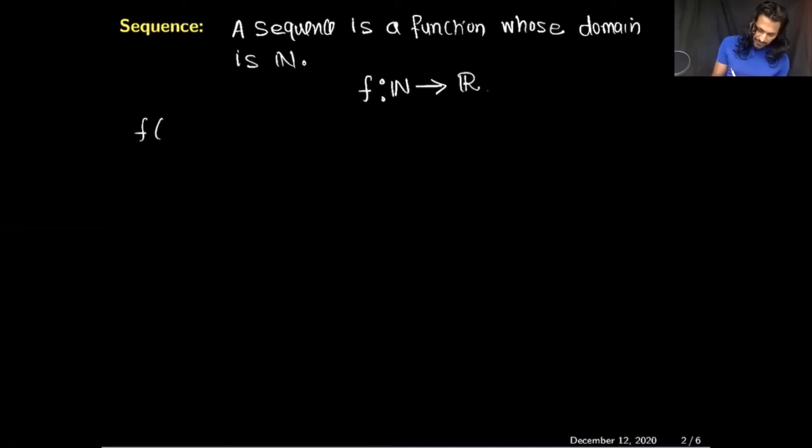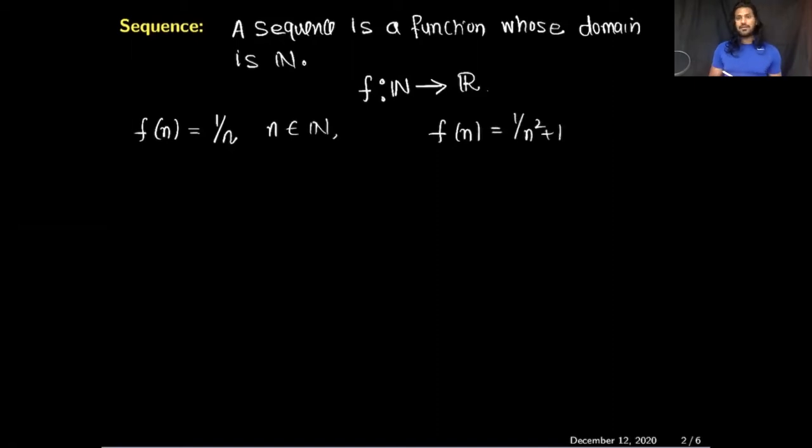For example, f of n is a sequence, it's 1 over n. It takes all the natural numbers n, where n belongs to the set of natural numbers, and it produces real numbers. There is another example of a sequence here, f of n equal to 1 over n squared plus 1. This is another example where n belongs to the set of natural numbers, taking all the natural numbers and producing real numbers.